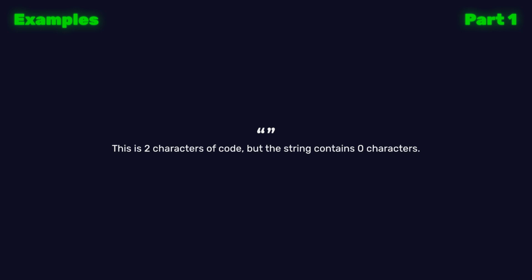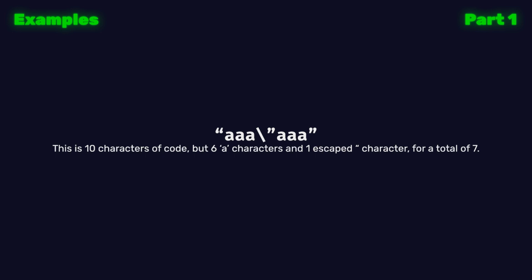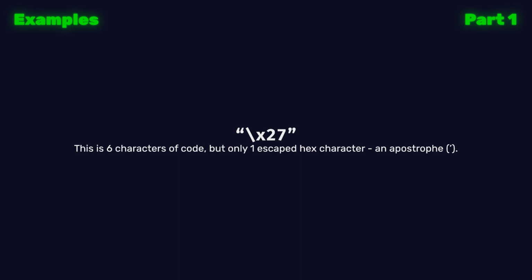First, the minimal example. We're presented with two double quotes. This is two characters of code, but the string literal itself actually contains 0 characters. Here we have an example with 5 characters of code, but it only contains A, B, and C, which is 3 characters of string data. In the next example, we see the first occurrence of an escape character. We have 10 characters of code, but 6 A characters and 1 escape double quote, which makes for a total of 7. Here we see 1 escaped hex character. So there's 6 characters of code needed to represent this single character.